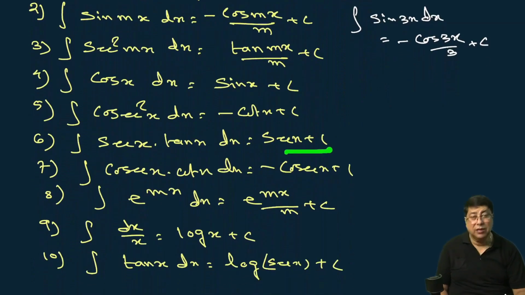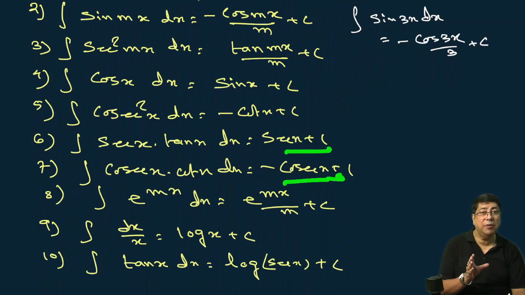Derivative of sec x plus c is sec x tan x. So integration of sec x tan x is sec x plus c. Differentiation of minus cosec x plus c is cosec x cot x. So cosec x cot x integration is minus cosec x. So in this way, it is a reverse process.